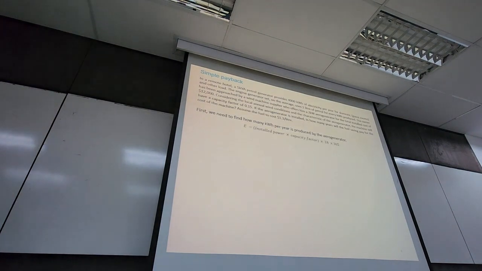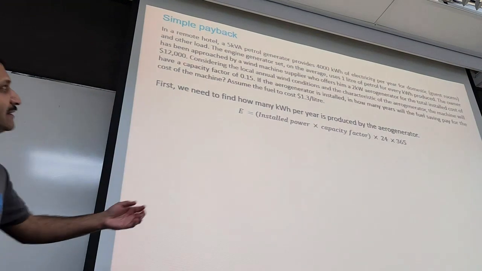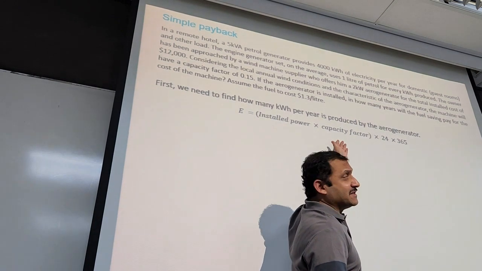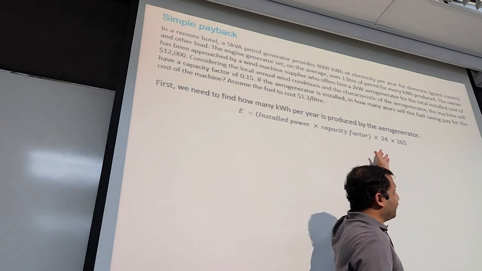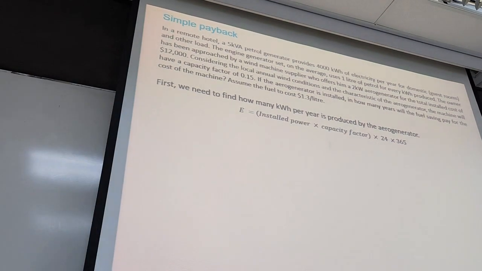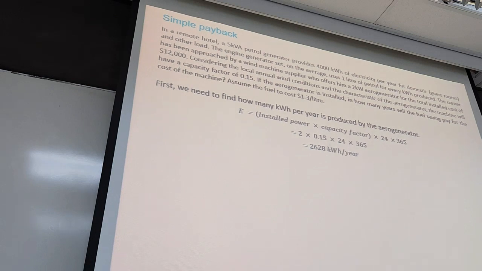let's find the total amount of electricity that the aero generator can produce. Installed power, which is 2 kilowatts, times the capacity factor 0.15, times 24 hours, times 365 days. That will give you the total kilowatt hours every year that this aero generator will produce.